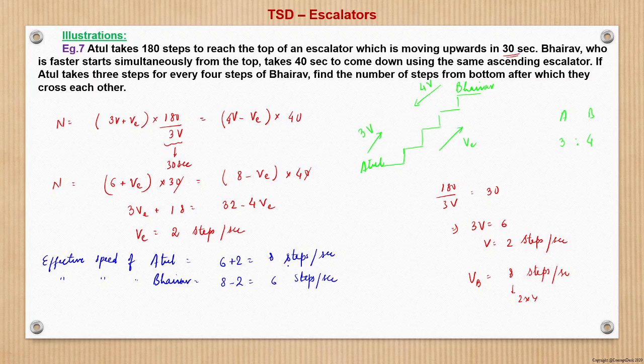4 is to 3. So now see, a total distance of n has to be covered. The total steps, n steps, have to be covered, and both are traveling with an effective speed of 8 and 6 steps per second in opposite direction. So here we apply relative motion. So time to meet is what?